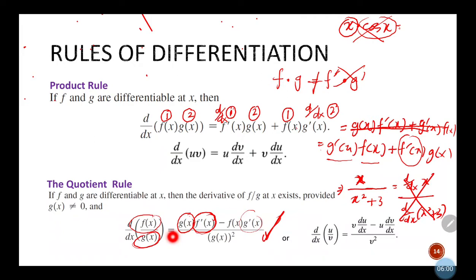Or if we choose, again I usually use the terms u and v: d/dx of u over v. So it's going to be v u prime minus u v prime over v square. Prime means derivative. So v u prime minus u v prime over v square. Okay, that's the explanation about the formula here. Now we proceed to the example straight away.